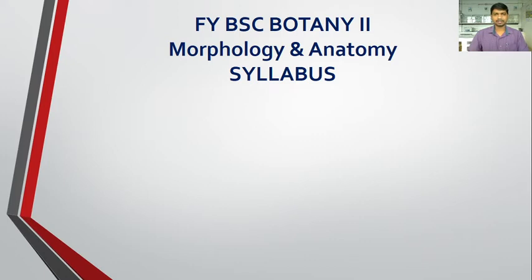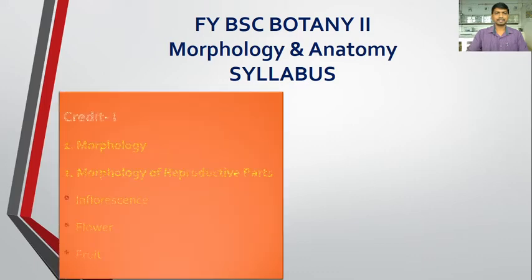So, the syllabus for Botany paper second has been divided into 2 credits. The first credit is based on morphology and the second credit is for anatomy. So credit first has 2 chapters, morphology and morphology of reproductive parts. In the second chapter, morphology of reproductive parts, we are going to study the inflorescence, flower and fruit. So this is about the credit first, which is based on morphology.